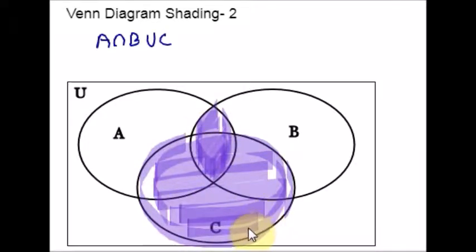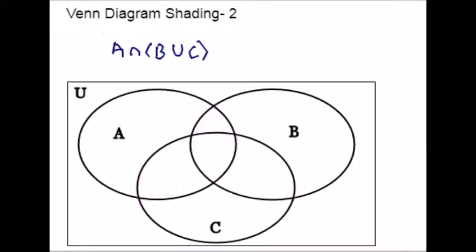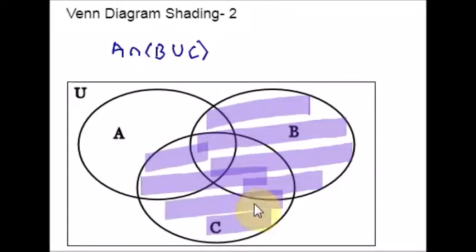Okay, now let me take another example. A intersection B union C. This time we have a parenthesis in our example. Because of the parenthesis, we have to consider B union C first. Thus, start by shading the set B, and then I'm going to start shading B union C.